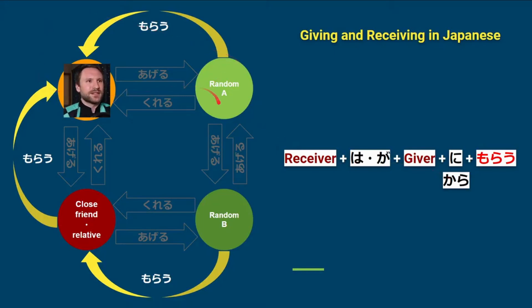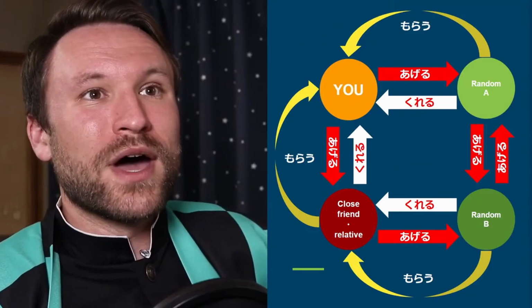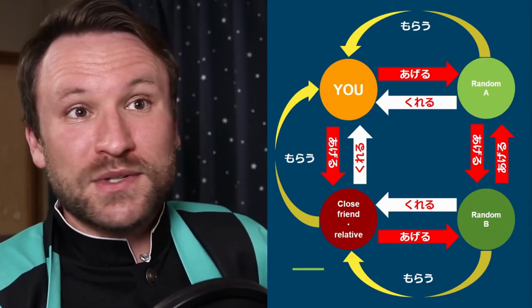So let's just go over some examples right here. Andy wa random A kara morau. So I received something from random A. In this situation, we've got boku wa, so I'm the receiver. Close friend ni or kara morau. In this situation right here, we've got close friend or relative wa or ga, random B ni or kara morau in this direction, right? Morau can't be going outwards from you. Also, kureru can't be going outwards.